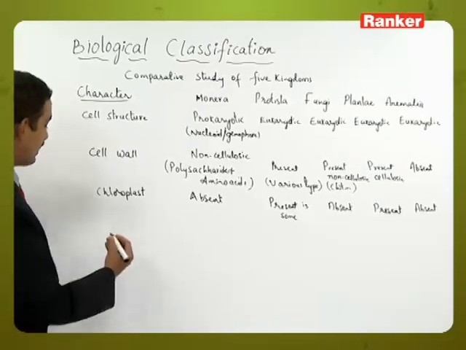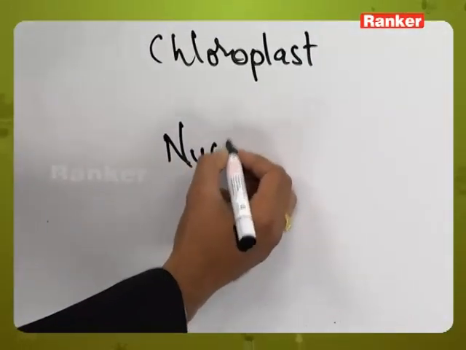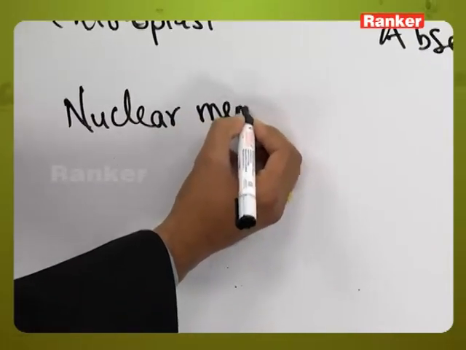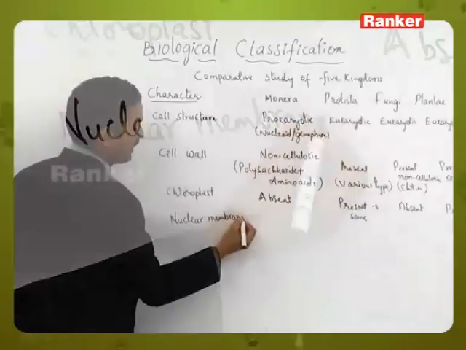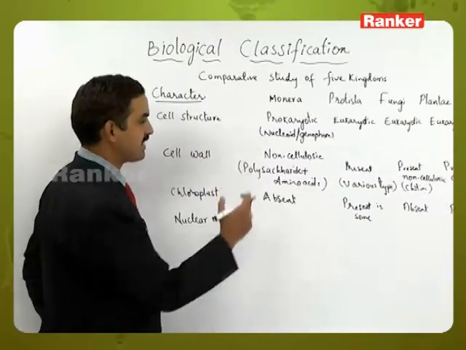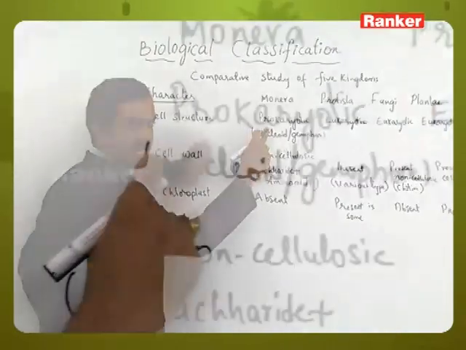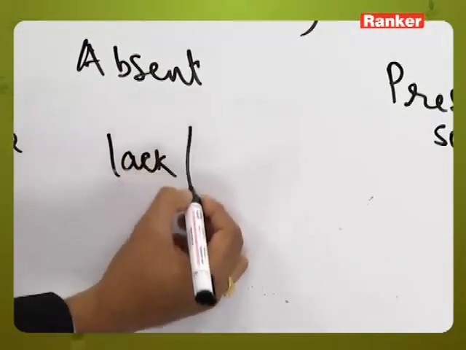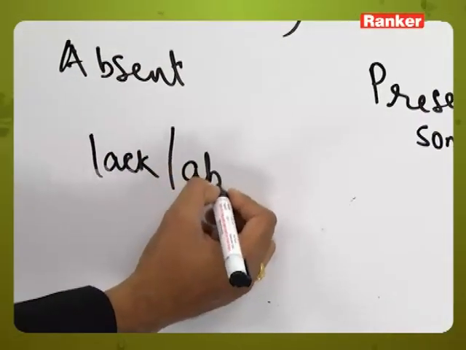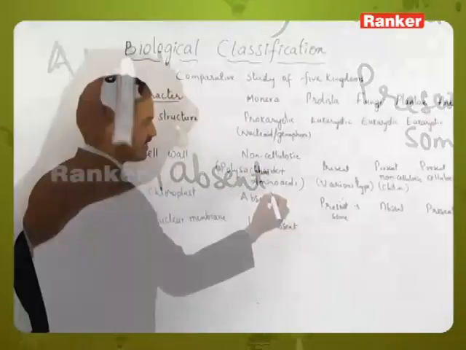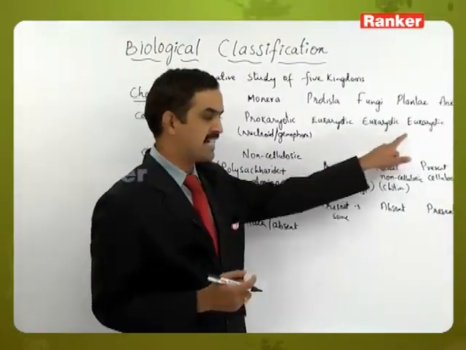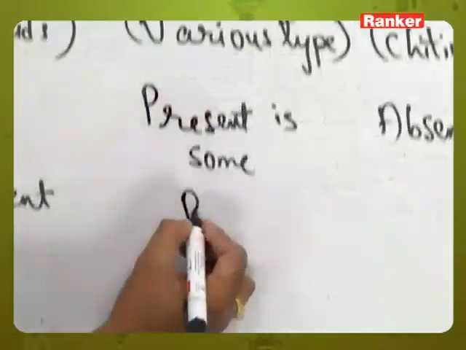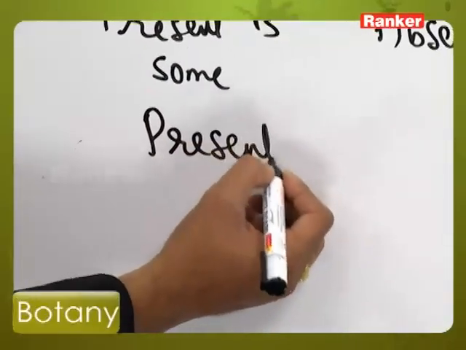Then let us come to the nuclear membrane, that is the nature of the nucleus. In the first characteristic feature we had discussed why they are called prokaryotic organisms. So here they lack the nuclear membrane, that is it is absent. Whereas all others, which are eukaryotic in their nature, all of them contain the nuclear membrane. So the nuclear membrane is present in all other groups.